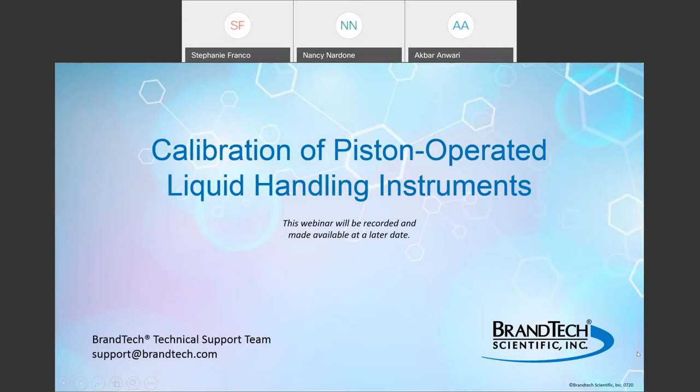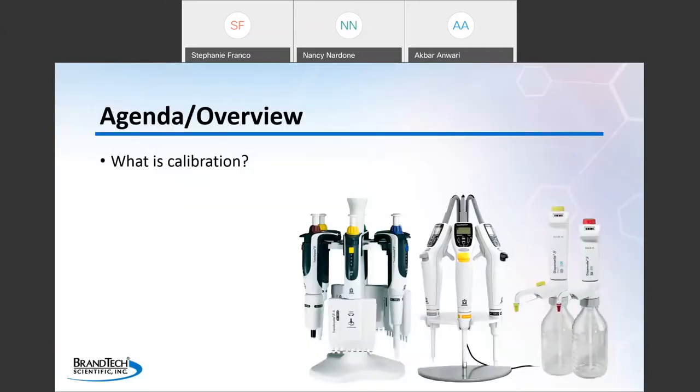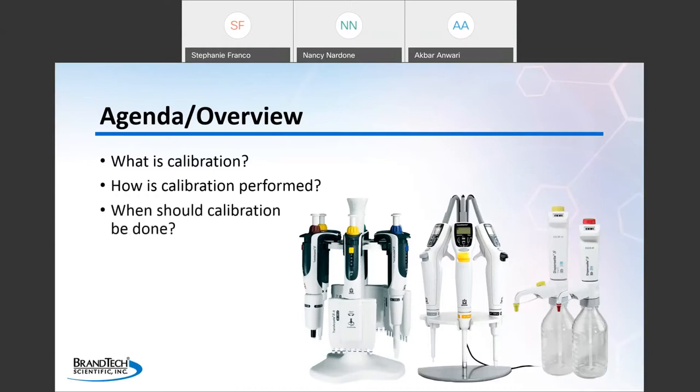So to start off, we're going to talk about what the word calibration really means. It's important to understand the terminology that you're using so you can understand the process. Once we understand what calibration is, we'll talk about how a calibration is performed. It's important to have the correct tools and equipment to perform a calibration. And it's equally as important to know what to do with the data that's been collected during the process. The final part of the discussion will be when calibration should be performed. This is a question that gets asked frequently, and there really just isn't a simple answer to it.